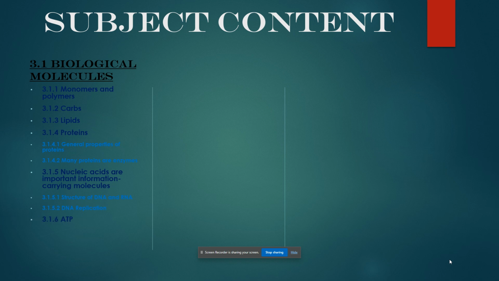3.1.6 ATP. 3.1.7 water. 3.1.8 inorganic ions. Module 3.2 is on cells. Element 3.2.1 cell structure.